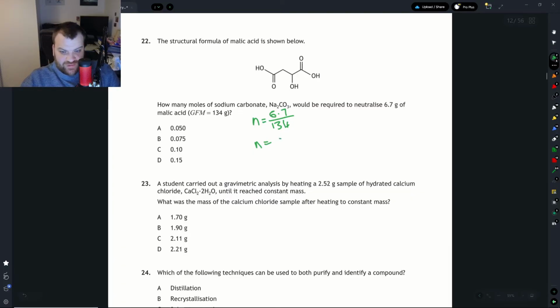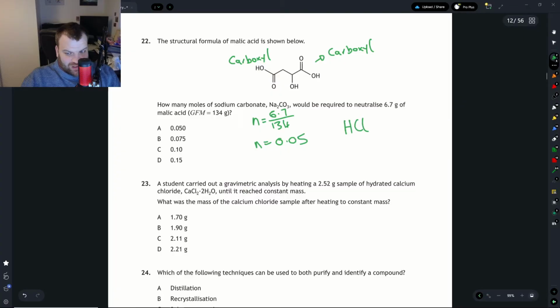It gives us 0.05. Key to this one is it's an acid, which means we're looking at our carboxylic acid parts. We have 2 carboxyl groups. Next up, we need to look at a ratio between the malic acid and the sodium carbonate. If you were to use something like hydrochloric acid, which contains 1 hydrogen ion, you would need 2 of them to react with the sodium carbonate.